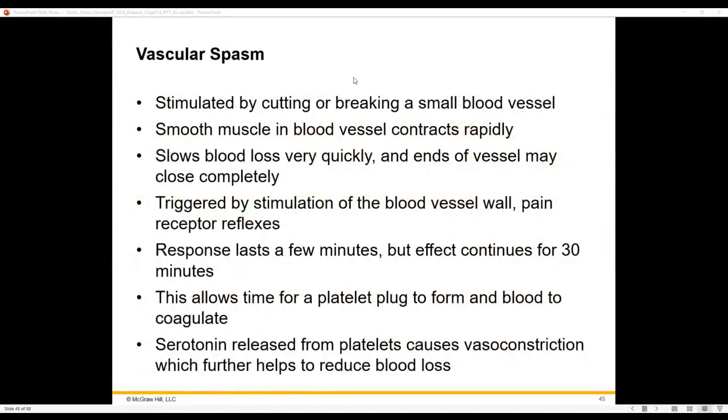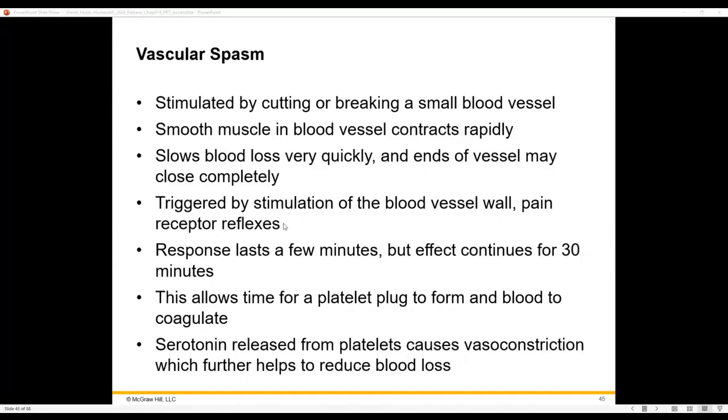Okay, let's look at these in a little more detail. Vascular spasm. This is stimulated by cutting or breaking a small blood vessel. Smooth muscle in the blood vessels contracts rapidly. This slows blood loss very quickly, and the ends of the vessel may close completely.